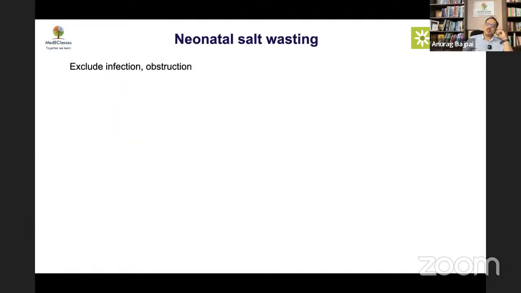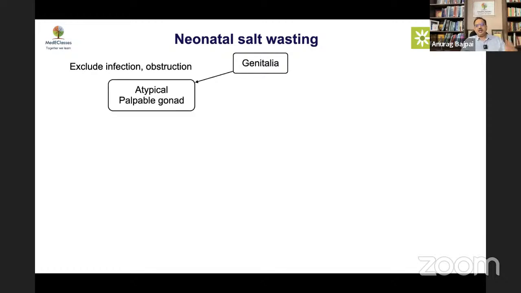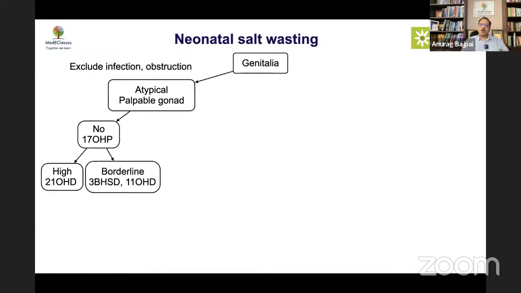Now, this is interesting. If you have a neonate who comes to you with salt wasting, first of all, exclude an infection or obstruction. Look at genitalia. If there is an unusual genitalia with no palpable gonad, you're dealing with a XX-DSD. This is clearly going towards 21 hydroxylase deficiency. If 17-OHP is very high, this is 21 hydroxylase. If it's borderline, this could be 3 beta or 11.